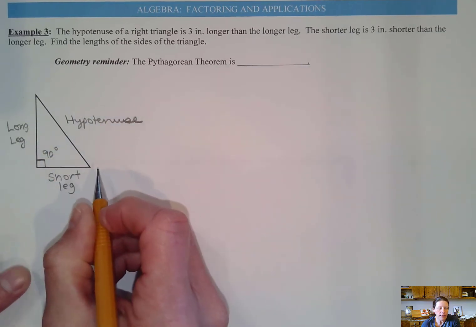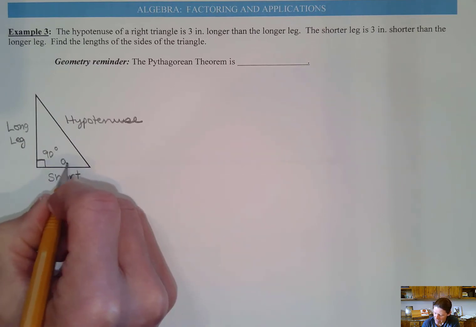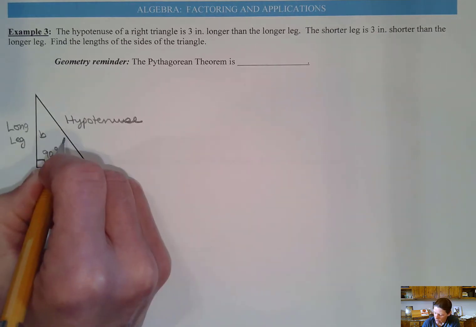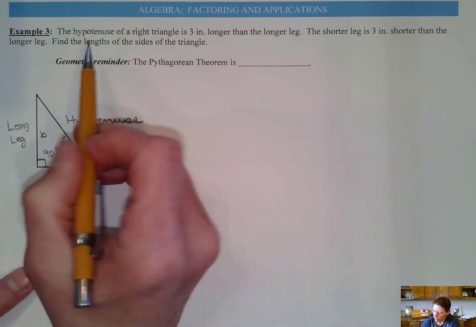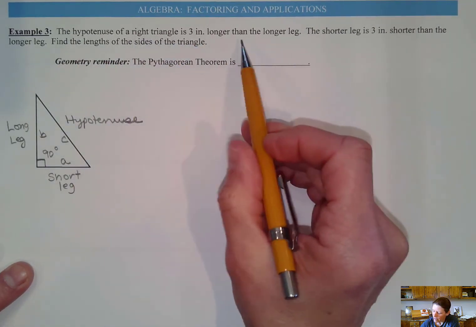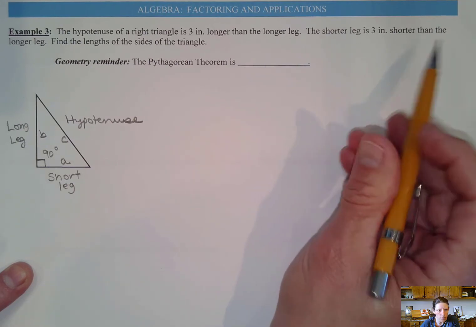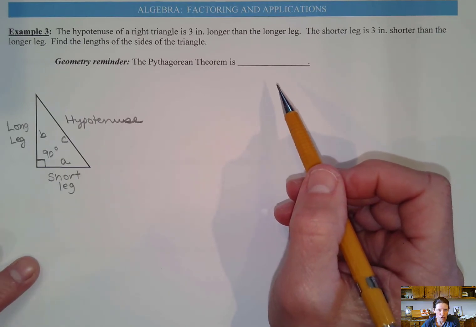It's common to use the letters A and B to represent the legs of a right triangle, and C to represent the hypotenuse. Now, in this example, the hypotenuse of a right triangle is 3 inches longer than the longer leg. The shorter leg is 3 inches shorter than the longer leg. Find the lengths of the sides of the triangle.